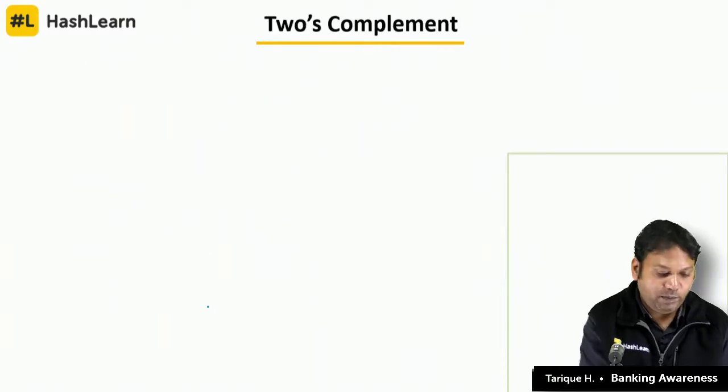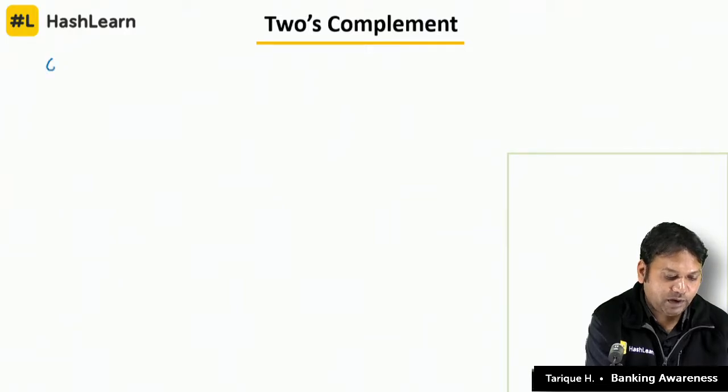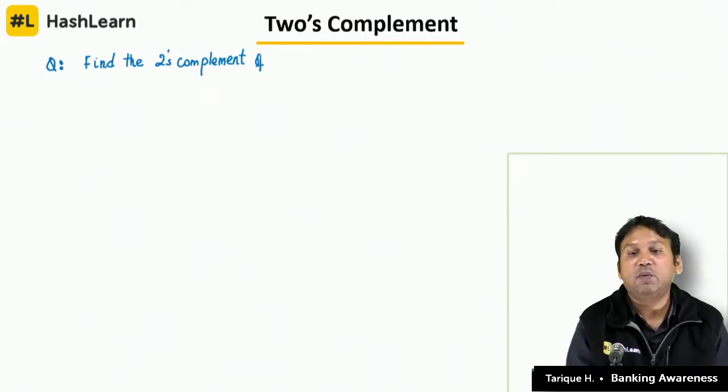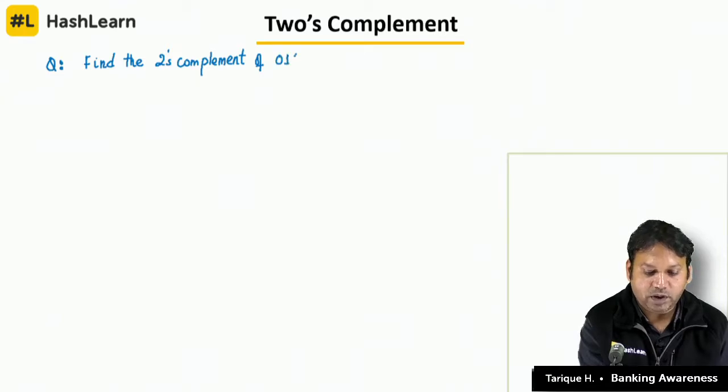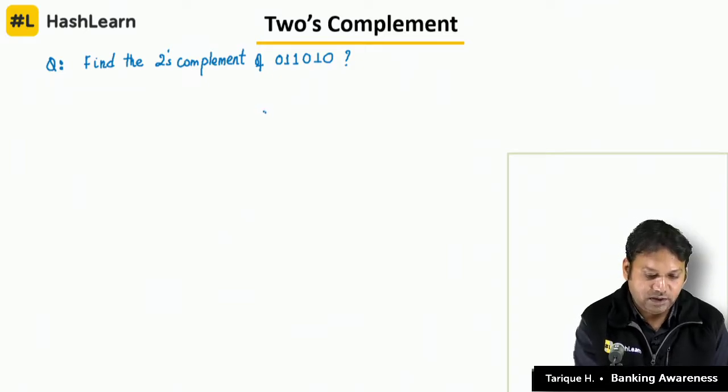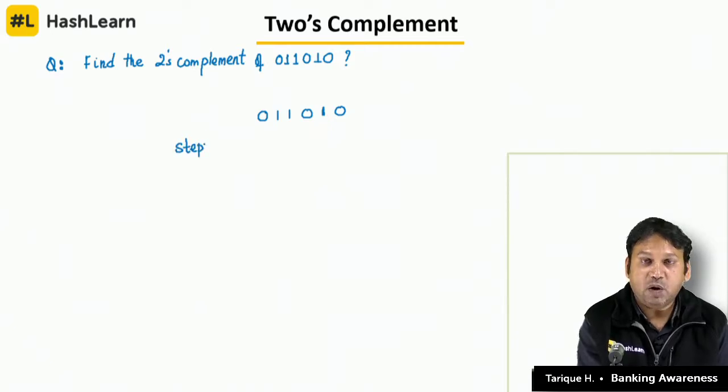Next, let's look at what is 2's complement. Finding out the 2's complement of a number. Let's say the same question we take. Find the 2's complement, keeping it as simple as possible, just from the examination point of view, of 0, 1, 1, 0, 1, 0. Just the same number that we did in the previous slide. What will be the 2's complement of this number? 0, 1, 1, 0, 1, 0. So let's write down the number here, 0, 1, 1, 0, 1, 0.